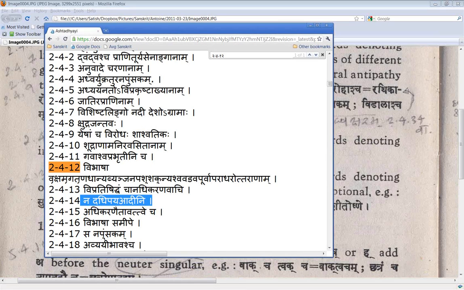So in fact, vyanjana was specifically mentioned in 2.4.12. The example which Kashika gives: dadigritam, dadigrite, dadicha gritam cha dadigritam. So with vyanjana, vibhasha was coming. But then na dadipaya, payas, paya adini, sandhi is going here, dadi plus payas, adini, dadipaya adini.